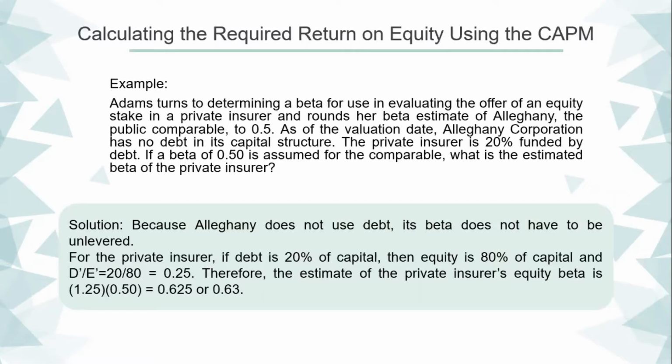Because Allegheny does not use debt, its beta does not have to be unlevered. For the private insurer, if the debt is 20% of capital, then equity is 80% of capital, and 20 over 80 equals 0.25. Therefore, the estimate of the private insurer equity beta is 1.25 times 0.5, equal to 0.63.